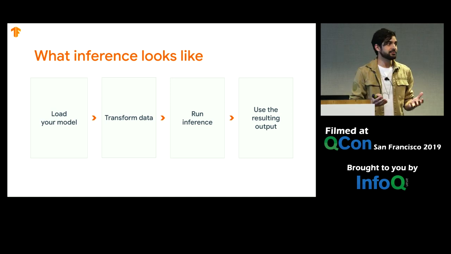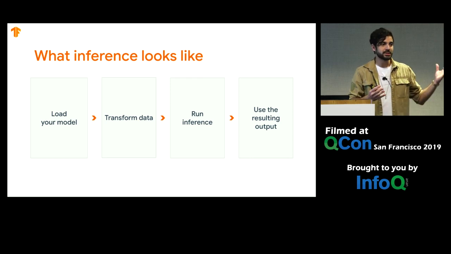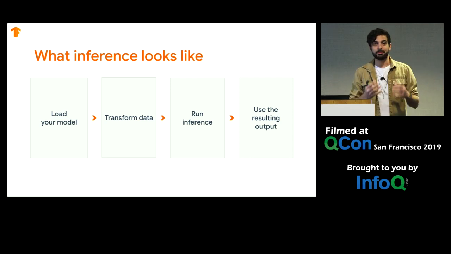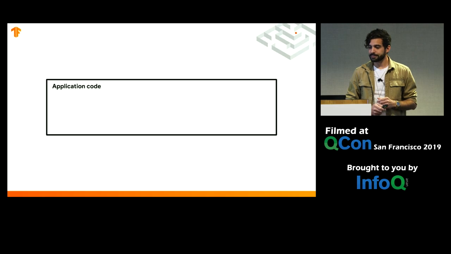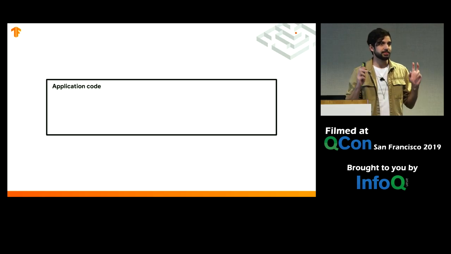We then run inference, which is done by an interpreter, which takes the model, takes the data, runs the data through the model and gives us the results. And then we figure out how to use the resulting output. Sometimes that's very easy. It's just some category scores in an array. Sometimes it's a little bit more complicated and we need to write some application code to make it clear what's going on.